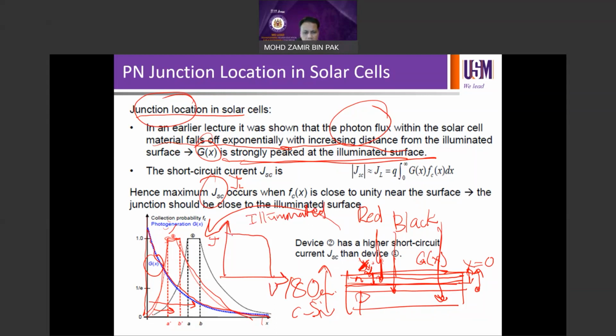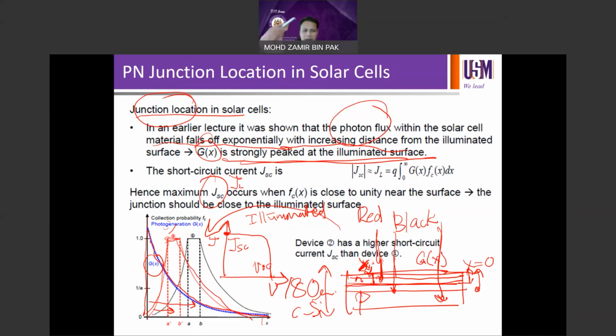Illuminated. The intersection of this curve to the y-axis is called short circuit current, JSC. The intersection of your curve to the x-axis is called VOC, open circuit voltage. So it's JSC and VOC. So coming back to this, JSC is essentially like JL, right?